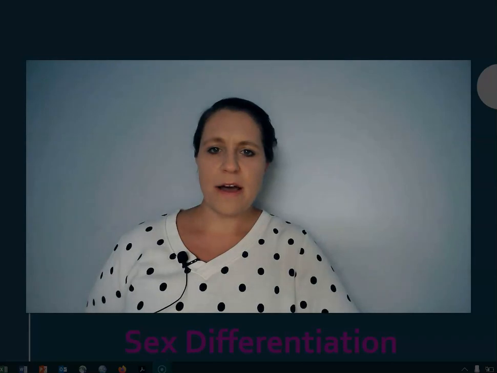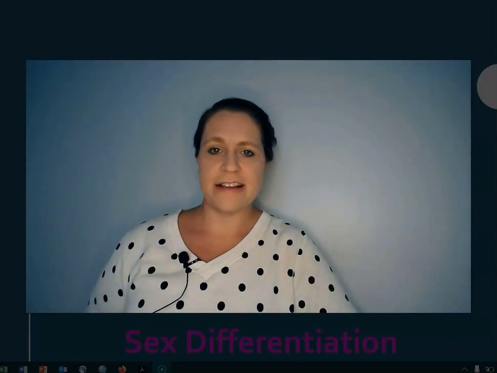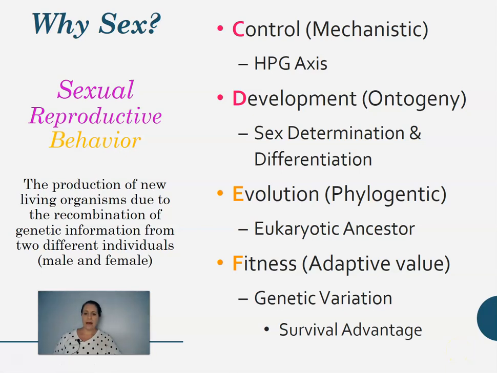This week we're going to be talking about sexual differentiation. It's a continuation of our conversation into understanding why sexual behavior exists. We've already spent a few weeks talking about sexual reproductive behavior in the context of Tinbergen's four reasons why, or Tinbergen's four questions. So we talked about why sexual reproduction is adaptive, the fitness value of sexual reproduction, specifically talking about how it leads to genetic variation in offspring, which offers a survival advantage for the individuals and for the species. We've talked about it from a phylogenetic, evolutionary standpoint, understanding that sexual reproduction evolved long before animals evolved within our eukaryotic ancestors, very similar to current day protists.